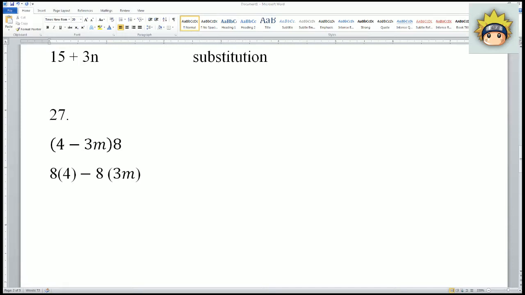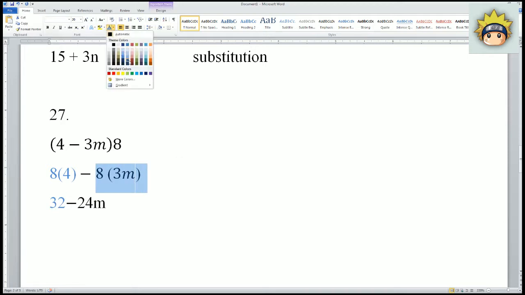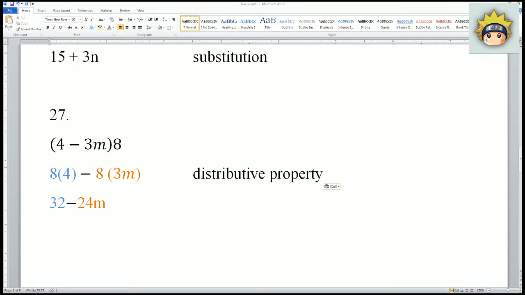Now you can multiply. 8 times 4 is 32. 8 times 3m is 24m. So it should look something like this. Because 8 times 4, I can make that blue for you, becomes that number. 8 times 3m, I can make that orange. And you can see that becomes that. This step is called the distribution step. And this is called the substitution because 8 times 4 becomes 32 and 8 times 3m becomes 24m.